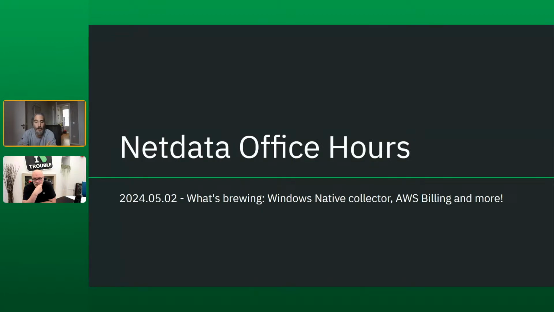The main things we are going to share are the work we have started on the Windows native collector. This is going to be a very important thing, and we are actively working on getting this out. Then our integration with AWS, so AWS Billing, and a couple of more things.